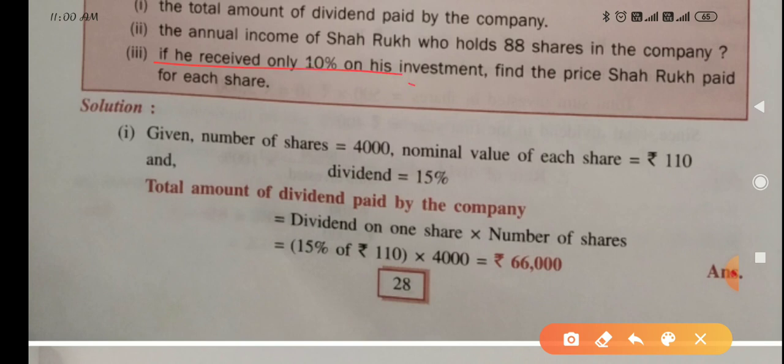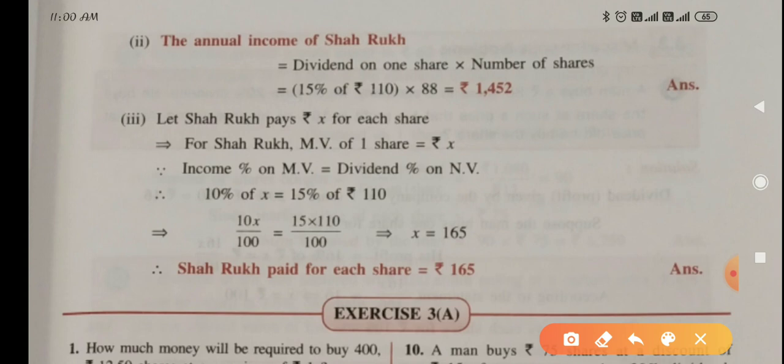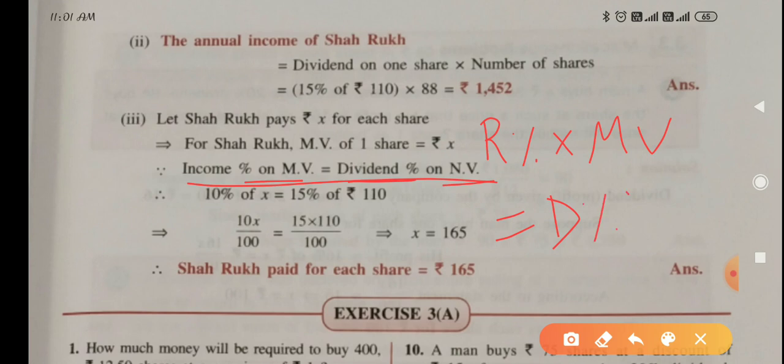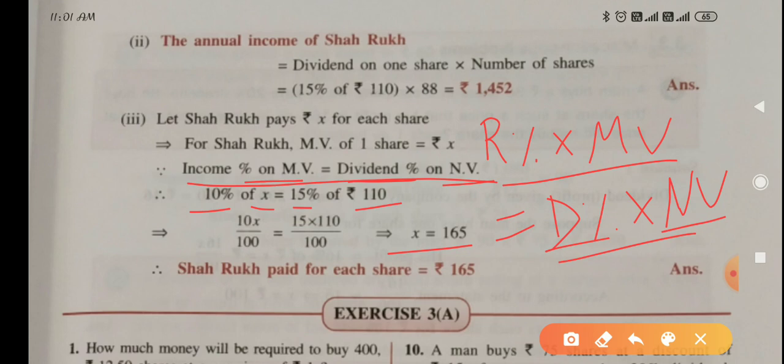Next part is, if he receives only 10% on his investment, find the price Shahrukh paid for each share. Now this is a new part. Now 10% income percent is given, the return percent, and you have to find the MV of one share, which means how much he paid for each share. So that is the MV. You can apply that formula I told you just before: R percent into MV equals D percent into NV. R percent is 10%, MV you can take as X, dividend percent 15%, NV 110 is given. Calculate the value of X, it comes to 165. So 165 rupees is the market value of each share.